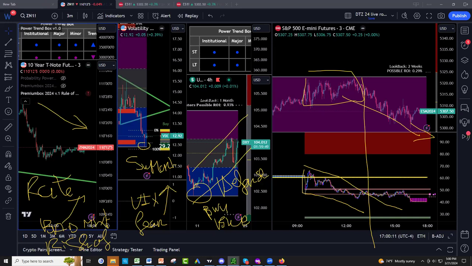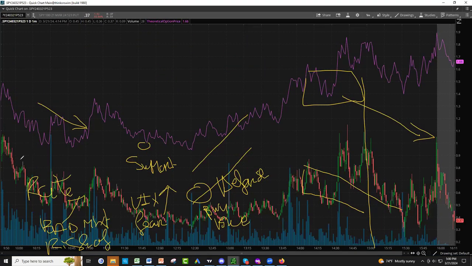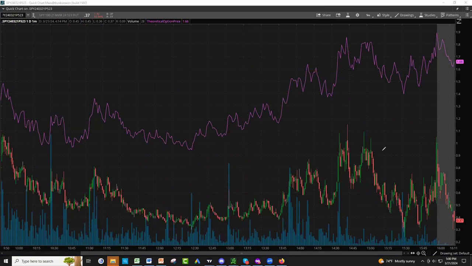And look what happened. This is how you make money with the indicator, because the indicator shows you where the SPY is going. If you start saying that we are going to go down, you buy here this 523 put around 38 cents, 40 cents. It went all the way to $1.15. That's three times your money.